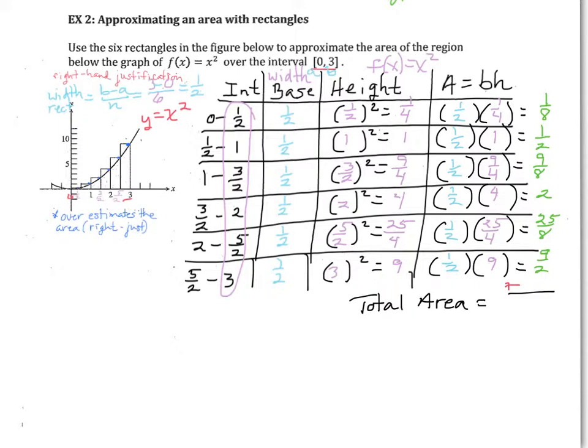91/8? Correct. So 91/8 is also exactly equal to 11.375, and that's units squared. So that represents total area. But remember, that's an overestimation. That's more than what the area really is. So we're going to talk about how do we correct that.